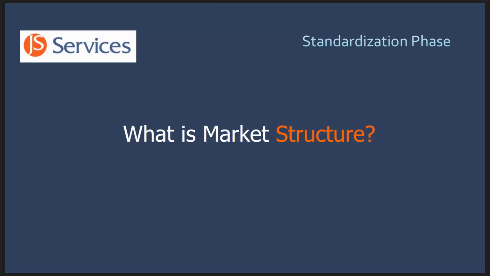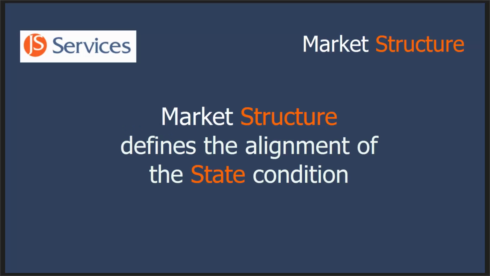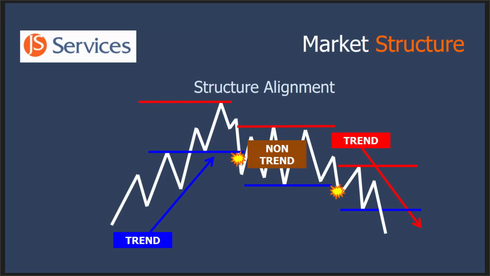And so the next thing we need to align is the structure. So what is market structure? Well, market structure defines the alignment of the state condition. So if we have a market that's trending higher, this is the price action, and then we have this, where does this positive trend cease to be a positive trend? When is it not true? Well, it's not true when it takes out this lower trough. And then that gives us a signal that tells us this positive trend is no longer true.